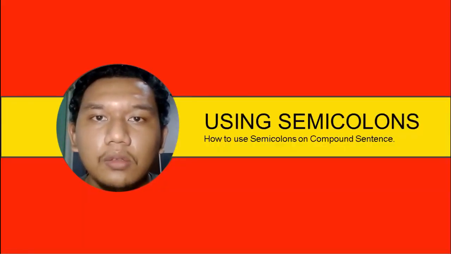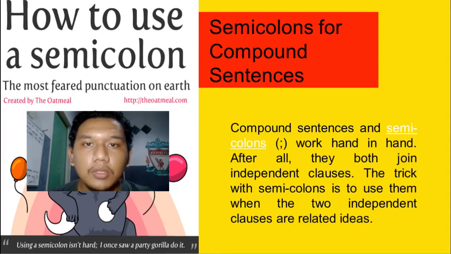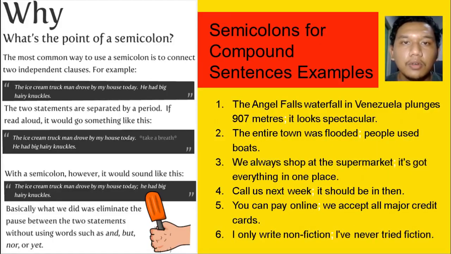Finally, we will be taking a look at how to use semicolons in compound sentences. Now for those of you who don't know, a semicolon is sometimes misused because people don't know when the correct time to use it is. Compound sentences and semicolons work hand in hand. The trick in using the semicolon is to make sure that both independent clauses are about the same idea. Same as explained before, a compound sentence is made of independent clauses that have the same idea. Please read the picture on the left so you can understand clearly how to use a semicolon perfectly.